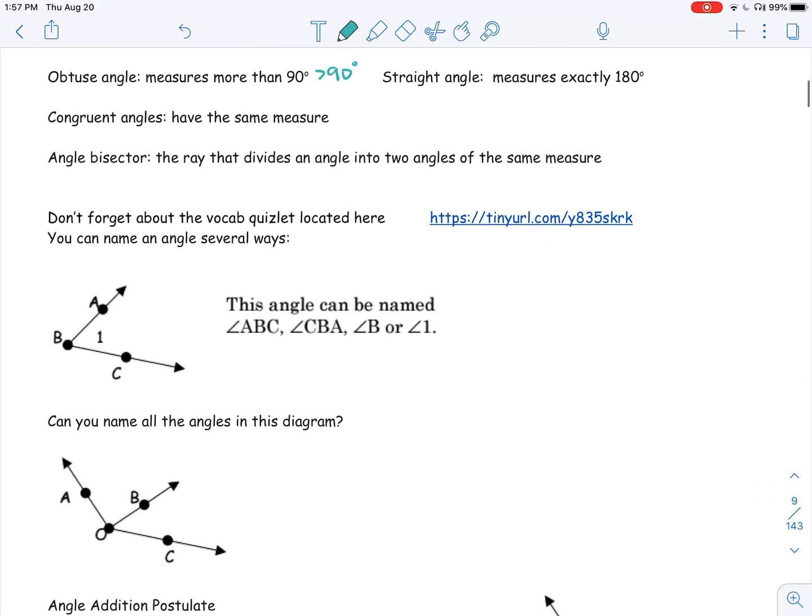A few different ways that we can name angles. Don't worry about this Quizlet link here. That's an old link. I have the new link in our Unit 1 module for the Quizlet. So the angle can be named angle ABC, angle CBA. You'll notice that in both of those, your vertex is in the middle, angle B or angle 1.